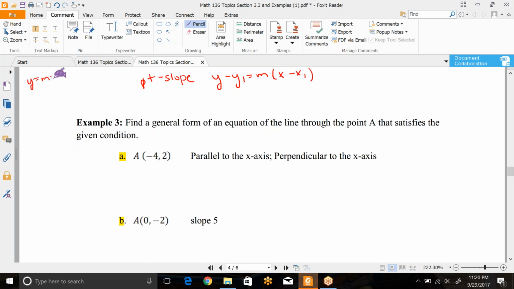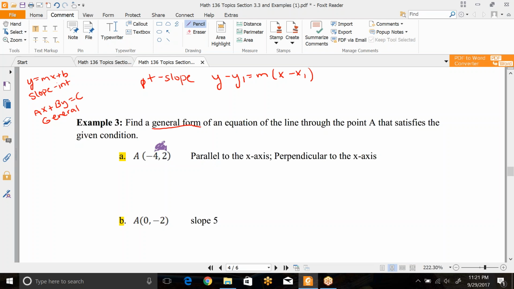So y equals mx plus b, we said was called slope-intercept, and ax plus by equals c is general. A lot of textbooks refer to that as standard form. So the directions for example 3, we're writing everything in this group in general form. So the second form here.